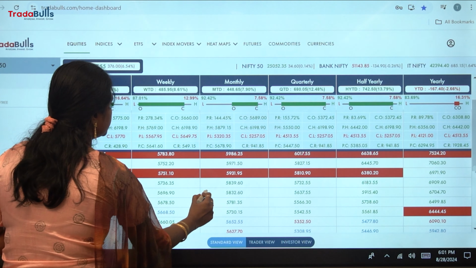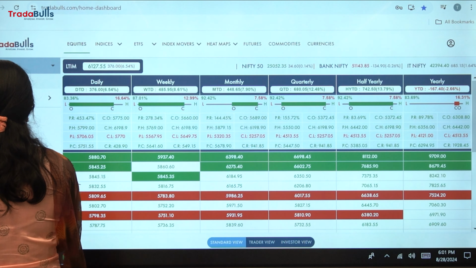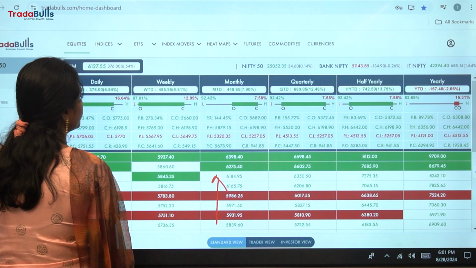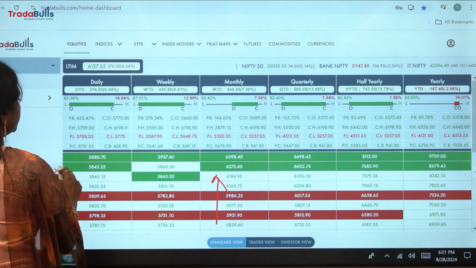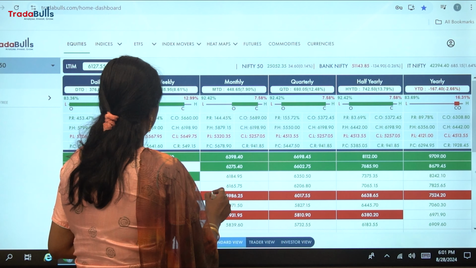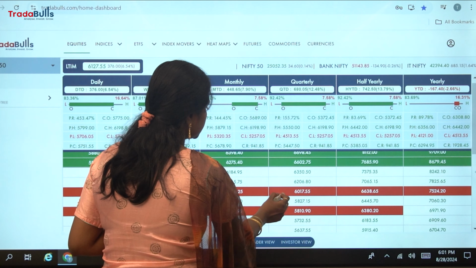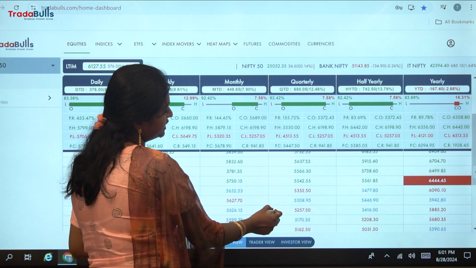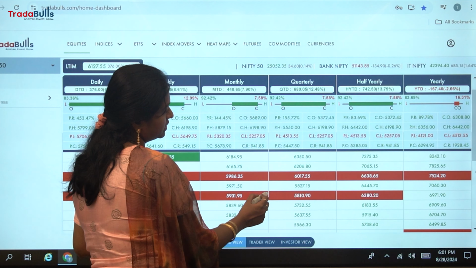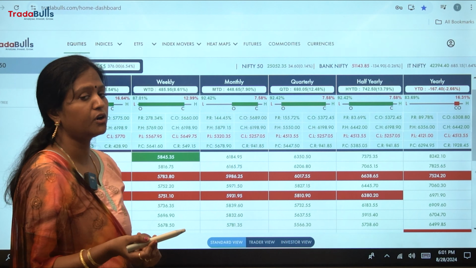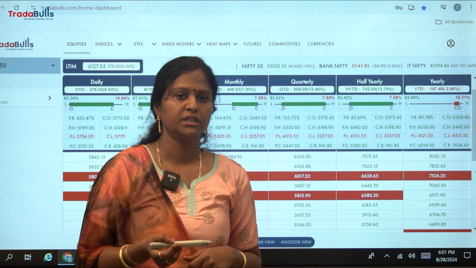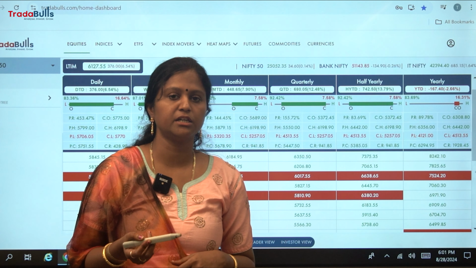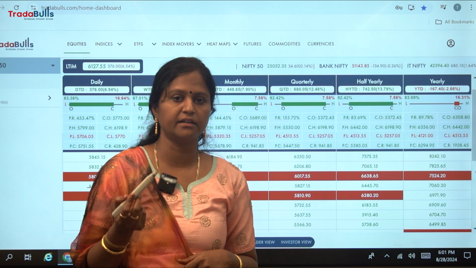If you see here, the market is almost around somewhere here. Also for quarterly, we have almost covered the CPR points, and we are on the higher side. Overall, LTI Mindtree's price action is on the higher range.